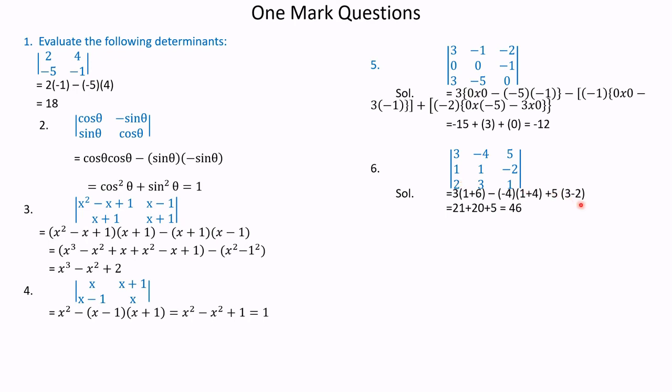3 minus 2. Simplifying, 3 into 6 plus 1 is 7, 21. Then minus into minus is plus. This is 4 plus 1 is 5. 5 into 4 is 20. Plus this is 3 minus 2 is 1. 1 into 5 is 5. The total value is 46.